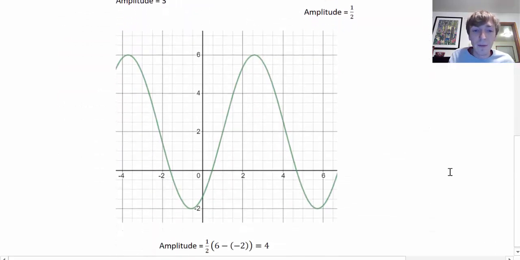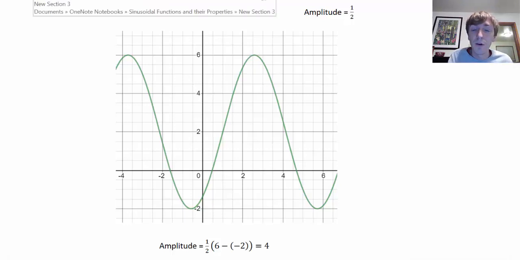This graph, I'm not going to tell you what the formula is. If we want a way to compute the amplitude for something like this, one kind of easy trick for doing it is take the distance from the bottom to the very top. So that's -2 all the way up to 6. That's a distance of 8. And then just cut it in half, right? 8 divided by 2 is 4. Okay.